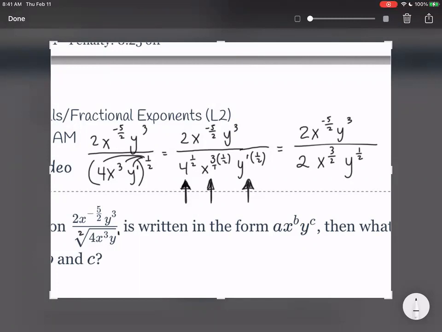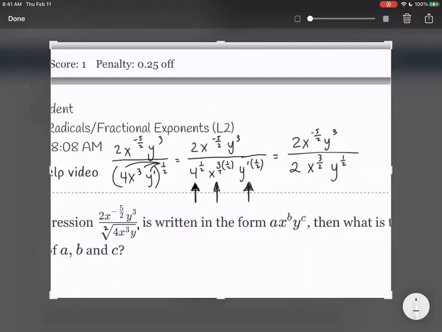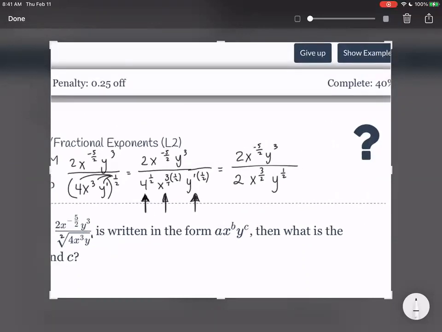So now we have the top part, I never changed it. And on the bottom, the 4 to the power of 1/2 changed to 2, x to the power of 3 times 1/2 became x to the power of 3/2. And then y to the power of 1 times 1/2 became y to the power of 1/2. Okay, scooting it out so I have more space.